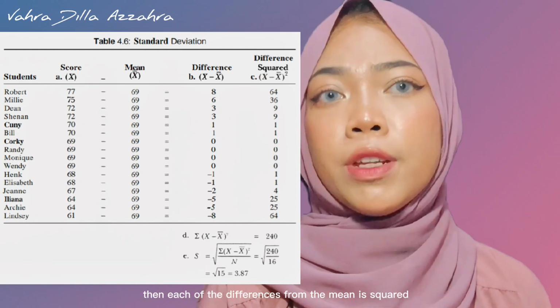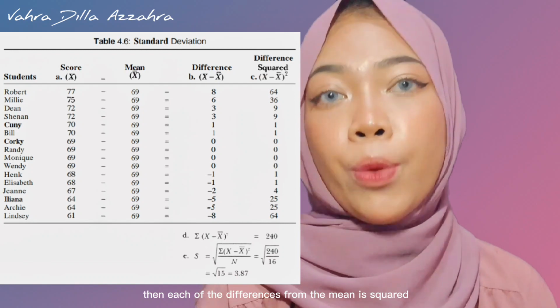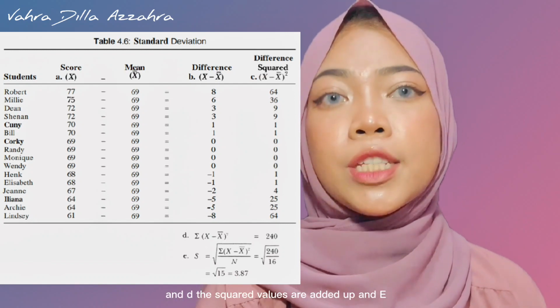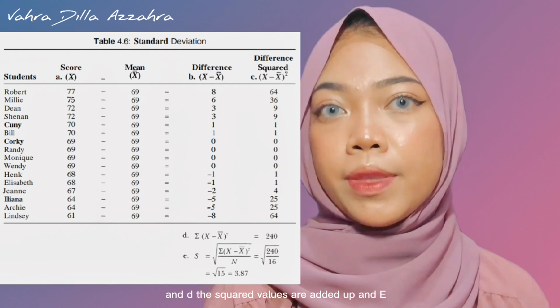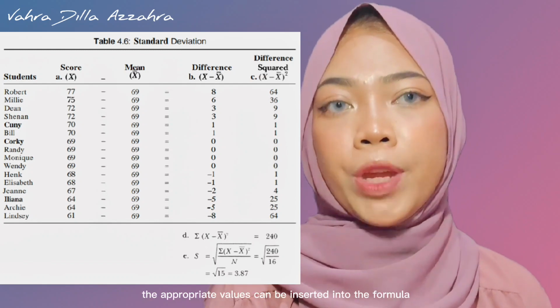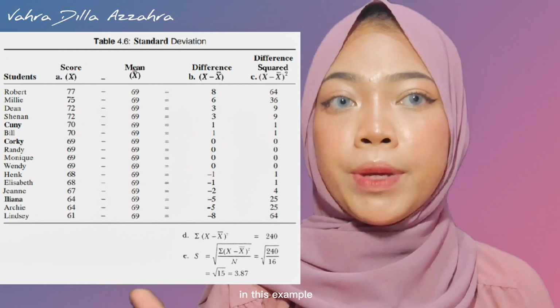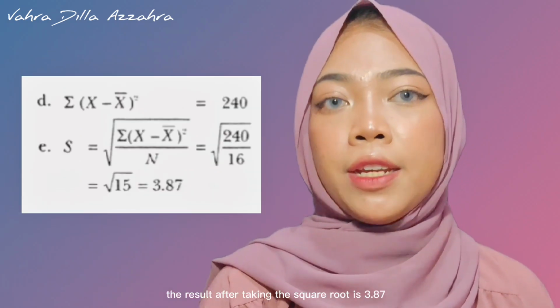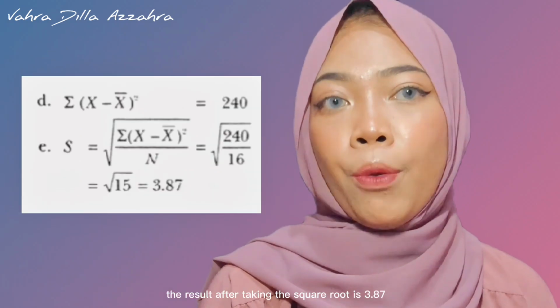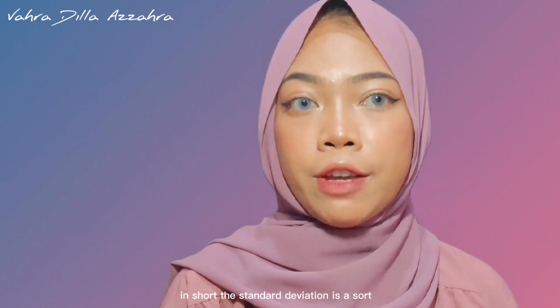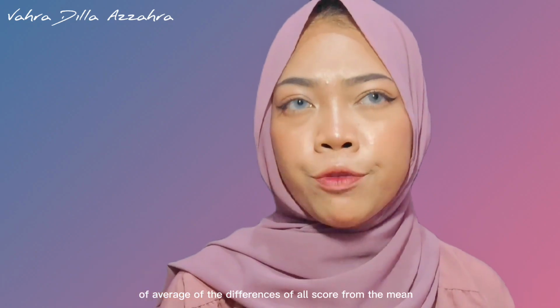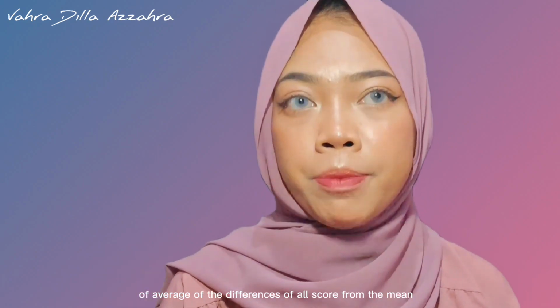Then, C, each of the differences from the mean is squared. And D, the squared values are added up. And E, the appropriate values can be inserted into the formula. In this example, the result after taking the square root is 3.87. In short, the standard deviation is a sort of average of the differences of all scores from the mean.